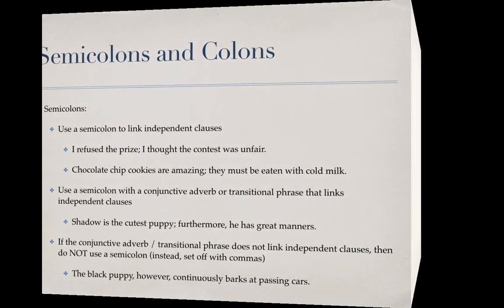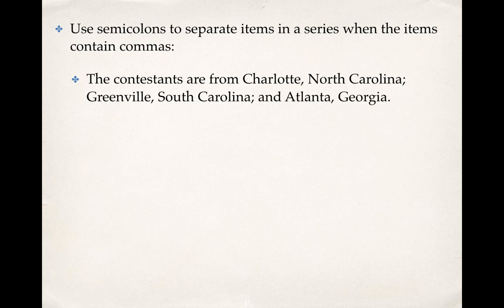So there's that. We also can use semicolons to separate items in a series when the items themselves contain commas. And the best way for me to explain this to you is to just give you examples. So the contestants are from Charlotte, North Carolina; Greenville, South Carolina; and Atlanta, Georgia. And because each of the three items uses a comma, if we used commas to create the list, that would just get confusing.